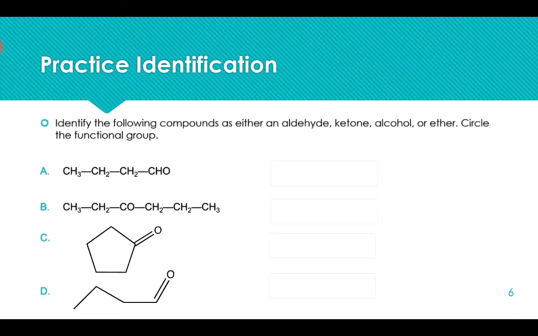So let's practice identifying our functional groups. Go ahead and pause the video, circle the functional group in each of these molecules, and identify it as either an aldehyde, ketone, alcohol, or ether. Unpause the video when you are ready to check your work.